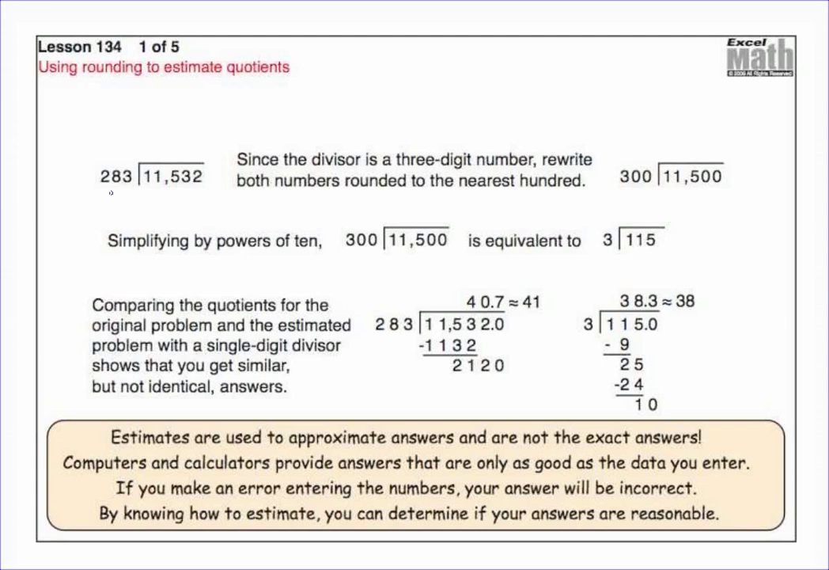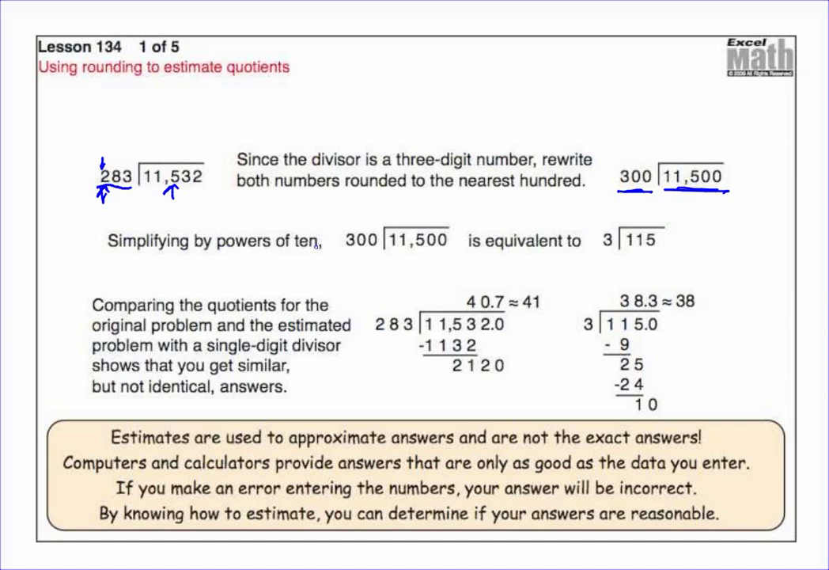Anyway, here's a big giant division problem. Since the divisor is a 3-digit number, rewrite both numbers rounded to the nearest hundred. So this number right here goes to the hundreds place. So I'm going to round this number also to the hundreds place. I'm rounding them both to the place of the last digit on the left of the divisor. So 283 rounds to 300. 11,532 rounds to 11,500. I'm rounding both of them.